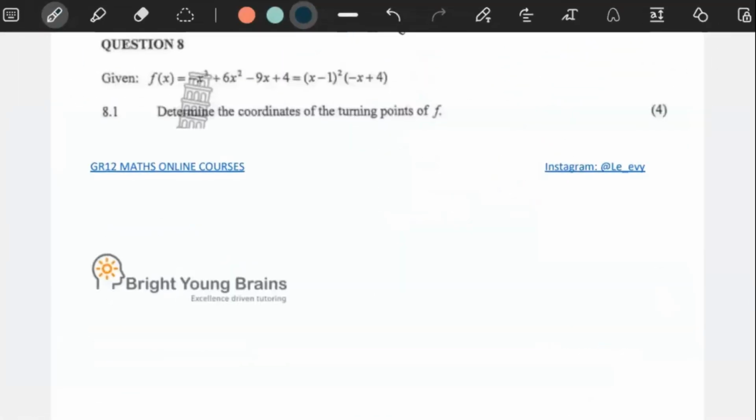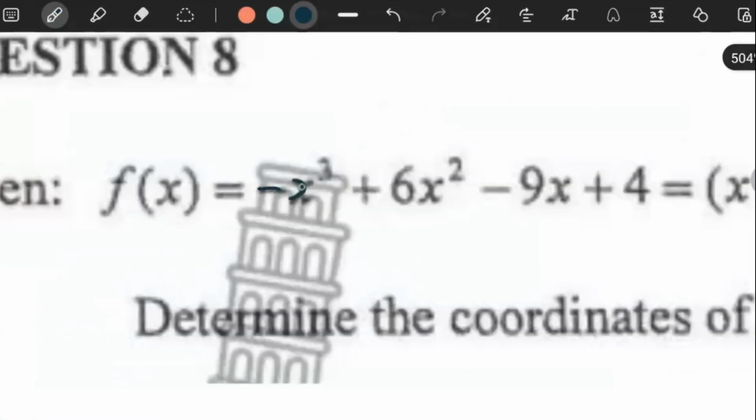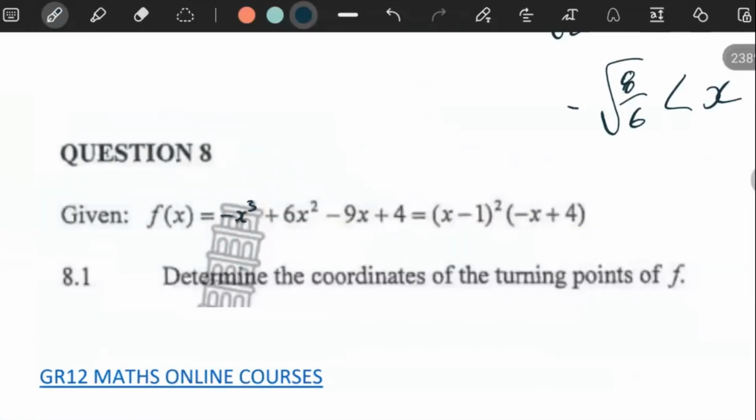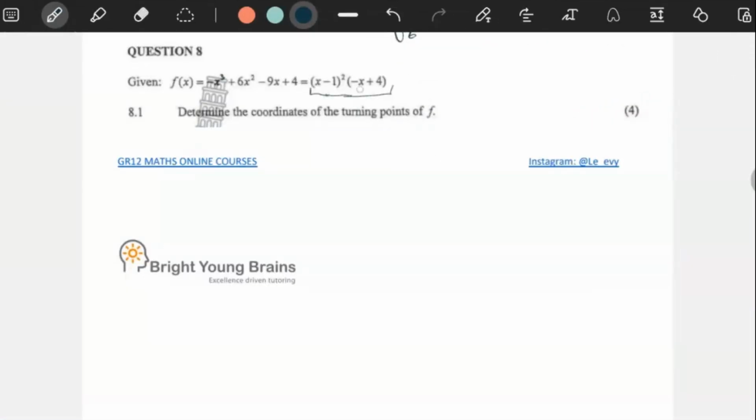Question number 8. So for 4 marks, we are asked to determine the turning points of f of x, and this is f of x. It's a very strange looking equation, to say the least. Okay, but fortunately they've given us the factorized version. This makes our lives very, very easy, to say the least, because this is telling us the 3 x-intercepts of our graph. And let's see, determine the turning points.